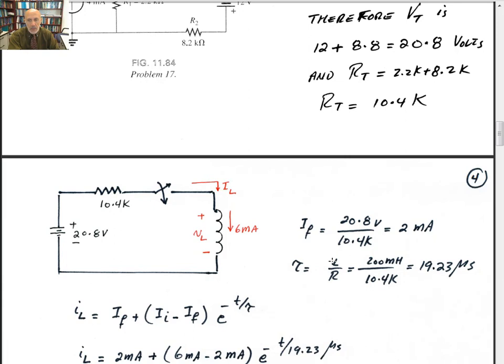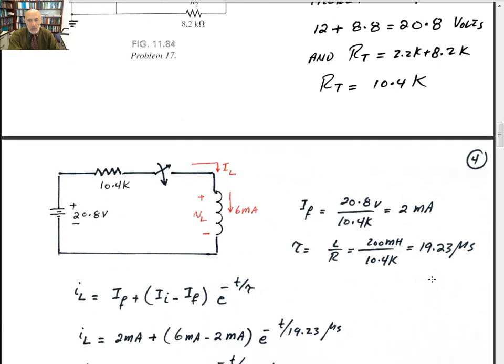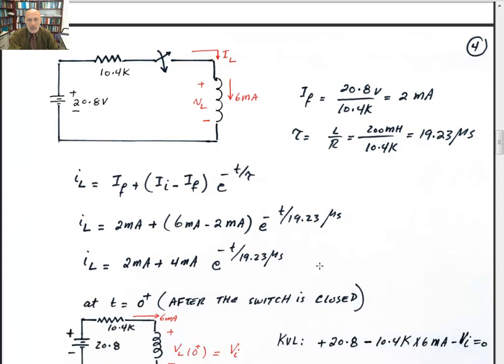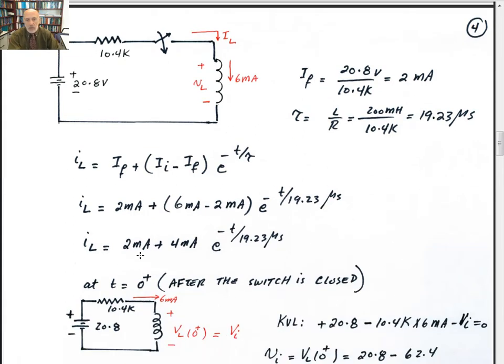And the time constant would be L divided by R: 200 millihenry divided by 10.4 kilo ohms. It gives you 19.23 microseconds. You have all the values. You put them in the equation: I of L is equal to I final plus (I initial minus I final) times e to the minus t over tau. I final is 2 milliamps, 6 milliamps for initial, 2 milliamps for the final, e to the minus t divided by 19.23 microseconds. Simplify that. 6 minus 2 gives you 4. So that's the equation for the current.